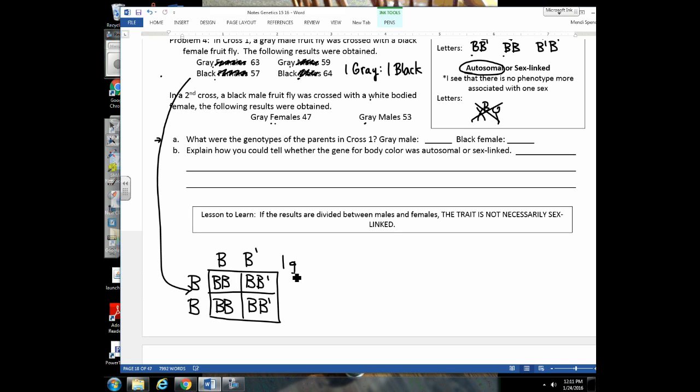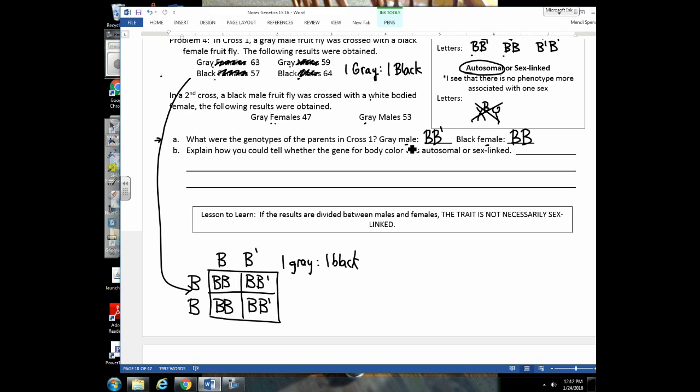I'd get 1 gray, and I'd get 1 black. So I just figured out the genotypes of the parents. The gray male was B, B prime, and the black female was B, B. Just because we put the words female and male in here does not mean you should start busting out the X and the Y chromosomes and their genotypes.